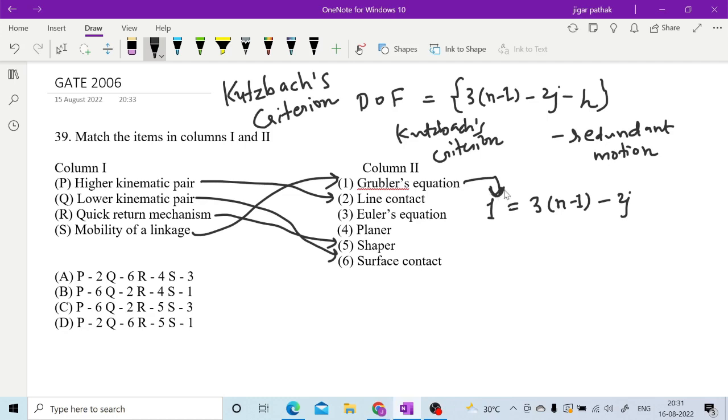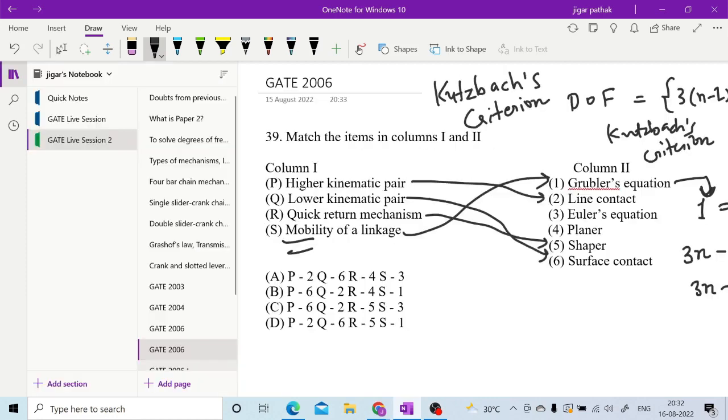And sir, this Grubler's equation, which is above, Grubler's 3n minus... this one. When you consider degree of freedom as 1, higher pair as 0 and no redundant motion, then you can have 3n minus 3 minus 2j minus 1 equal to 0. So this is 3n minus 2j minus 4 equal to 0. This way you can have your Grubler's equation, which will give you an idea about the mobility, right?